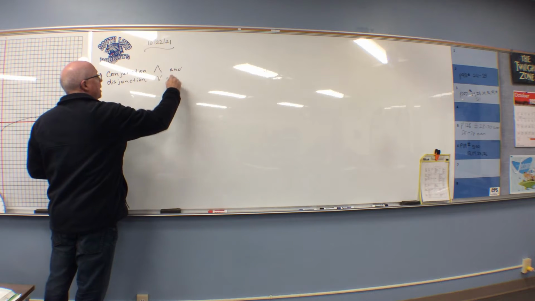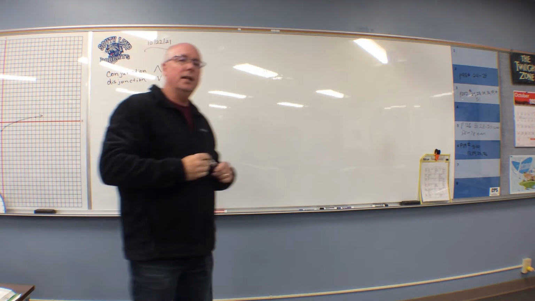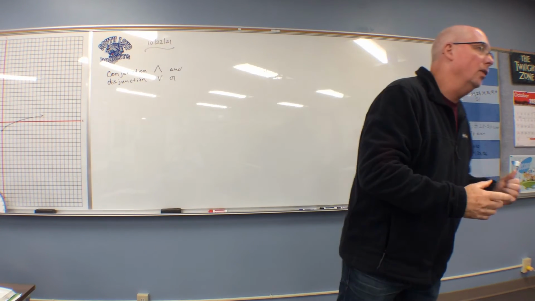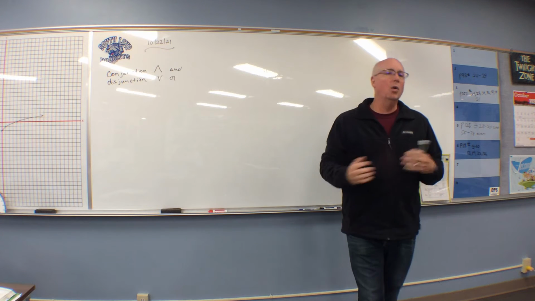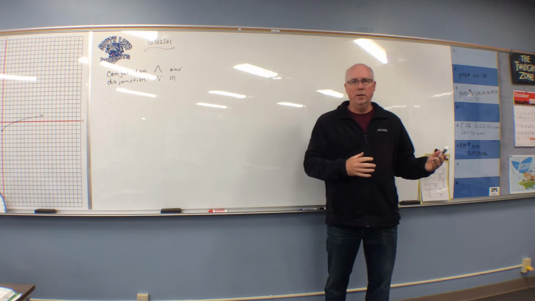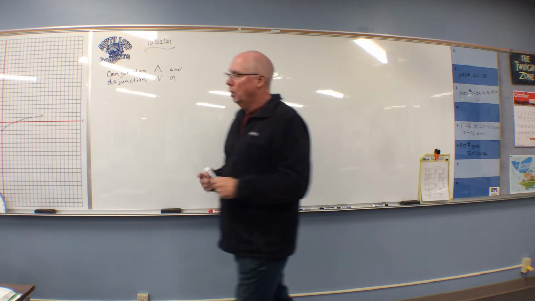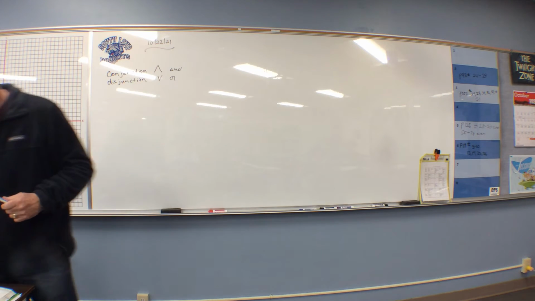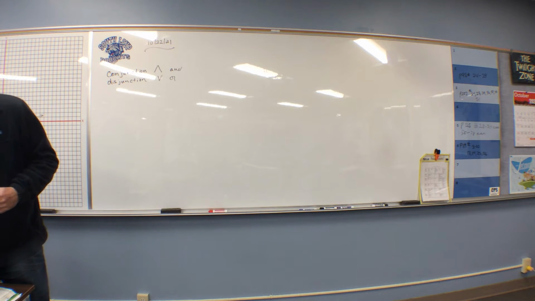So it looks like this. A big difference: if I said Kyle and Dawson went downtown, they both went downtown. If I said Kyle or Dawson went downtown, only one of them went, and we don't know which one. So there's a big difference between a conjunction and a disjunction.